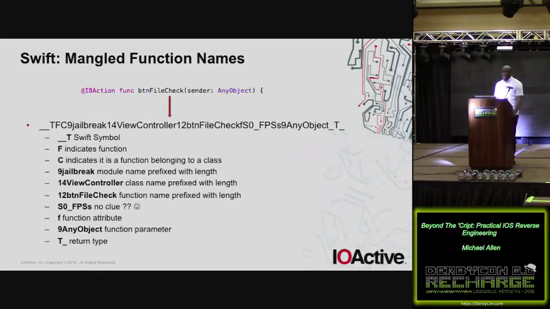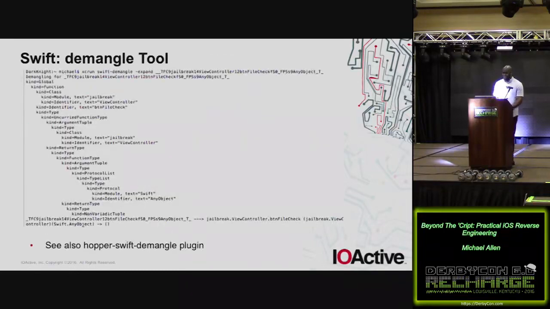This SOFTS, I have no clue what that is. So if somebody is here who knows what that means, please tell me when the talk is done. And then you have F, function attribute, followed by your parameter and your return type. You don't have to do this by hand, though. You could use the Swift demangle tool to assist, or if you're using Hopper, there are plugins that automate this process for you, right?